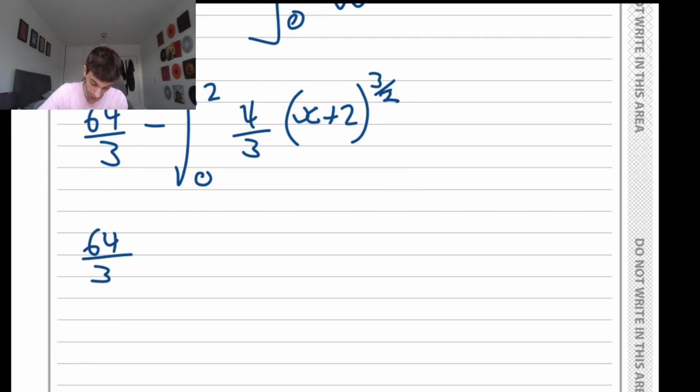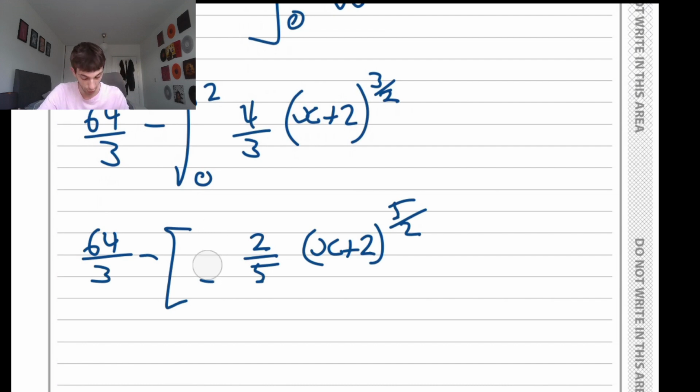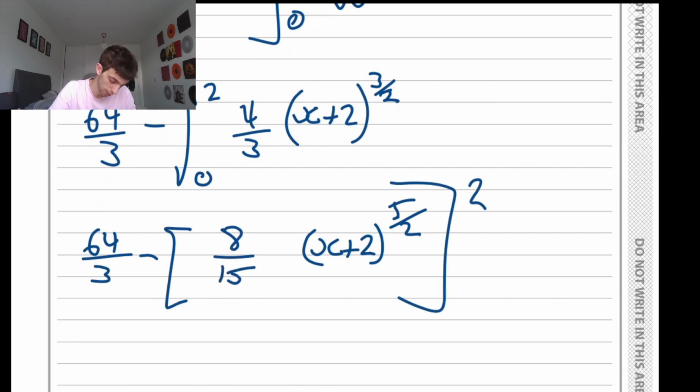So what do we have? We have 64 over 3. Take away. We have to plug in some limits here. We have 4 over 3 multiplied by, so we're raising that power up by 1. So we have x plus 2 to the power of 5 over 2. Divide by the new power, so that's timesing by 2/5. Let's quickly rewrite that. 4/3 multiplied by 2/5. That's 8 over 15. So we have 8 over 15. And we still have to plug in the limits of 2 and 0.